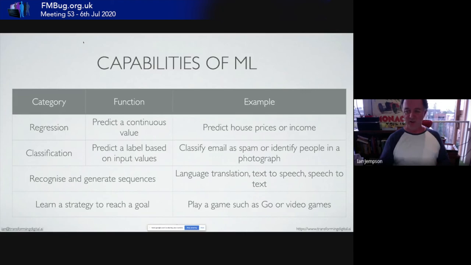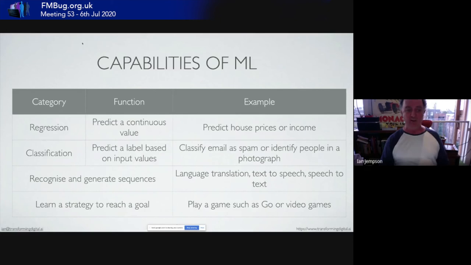The last two, recognizing and generating sequences, are used for things like language translation, or learning a strategy to reach a goal. You've probably seen some of the examples, such as playing Go or video games. The last two fall completely beyond the capabilities of what we can do with FileMaker. So we're pretty much limited to using regression models to predict values, or classification. Most of the examples Claris have shown have been classification.